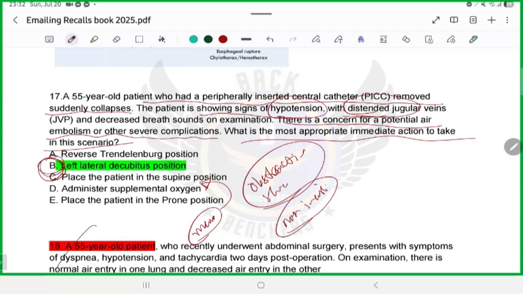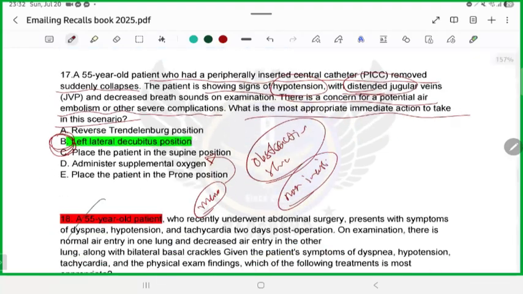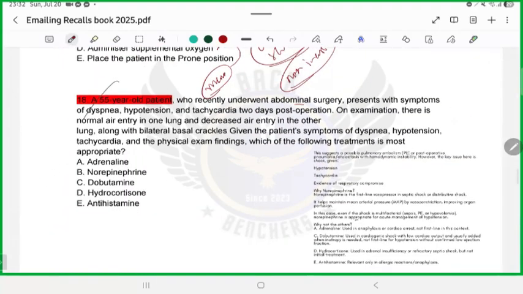Place the patient in left lateral position. A 55-year-old patient who recently underwent abdominal surgery presents with symptoms of dyspnea, hypotension and tachycardia for 2 days post-operation. See, hypotension and tachycardia. That means that person is having a shock.